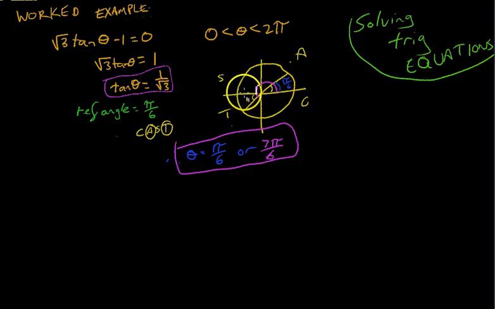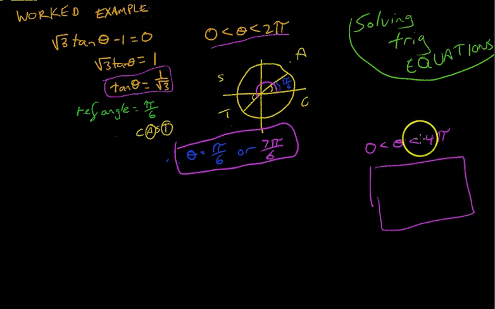Now something I probably need to make very clear here, you really need to check this domain and make sure that this domain is what you expect it to be. So for instance, if in this question the domain was instead 0 is less than theta, which is less than 4 pi, you need to do 2 rotations of the circle. So if the question we just did was this, there would be 4 answers. You'd have pi on 6 like that one, you'd have 7 pi on 6, you'd have to go all the way around the circle, which is 12 pi on 6, and one more time, which is 13 pi on 6.